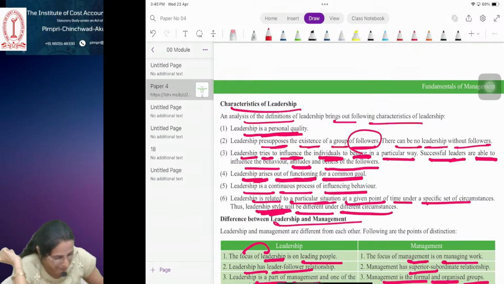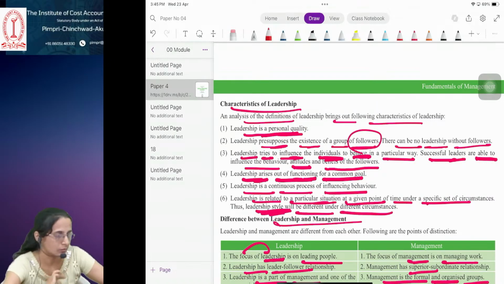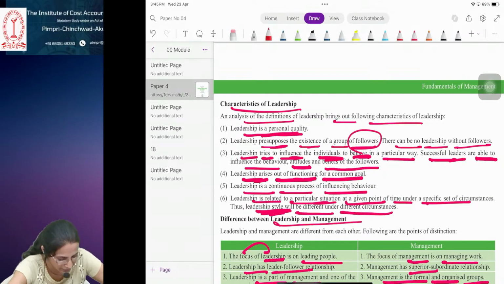So what they are saying is that, see, they have given it simply. The urge to fulfill the need is the primary factor of motivation of people at work. Why am I motivated? I have a need. I have the urge to fulfill that need. So there are needs of various types. We will see.